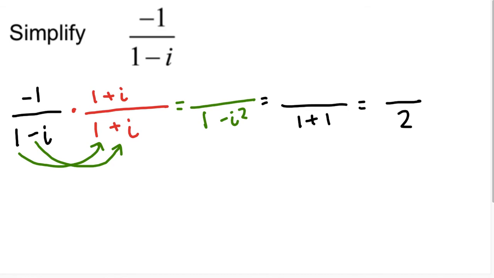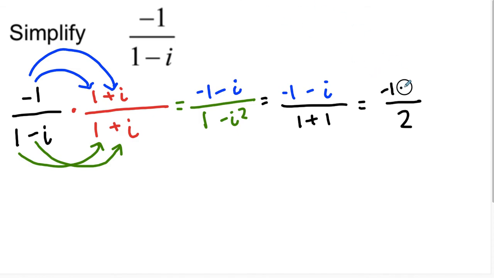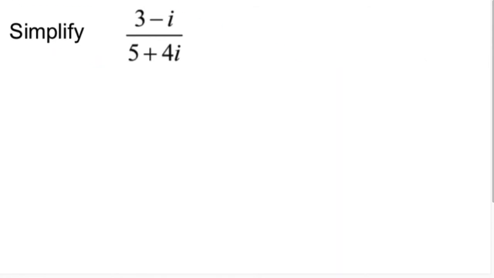Now the numerator is quite simple because I don't need to FOIL, I just need to distribute. Negative 1 times 1 is negative 1, and negative 1 times i is negative i. So the numerator is negative 1 minus i, and the denominator is 2. That's your final answer. All right, let's try some more. Why don't you try this complex number and see if you can reduce it.